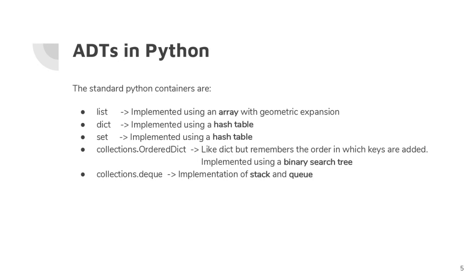you have OrderedDict and deque. OrderedDict is similar to a dictionary, but it remembers the order in which you insert elements. And that's implemented using a binary search tree data structure. And then finally, the deque is an implementation of both a stack and a queue in Python.